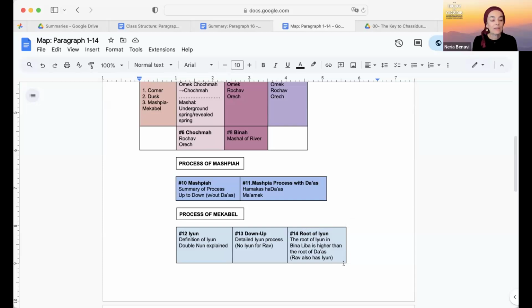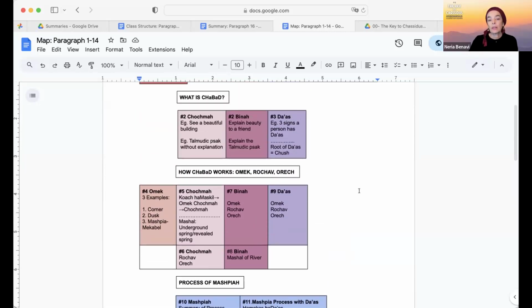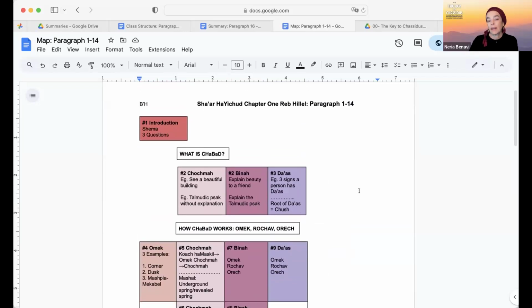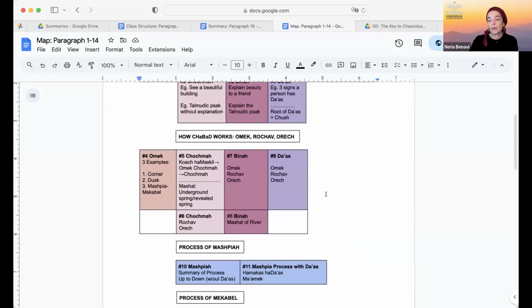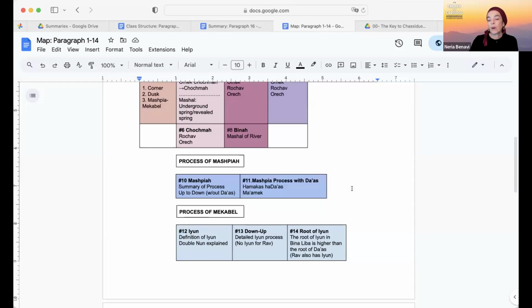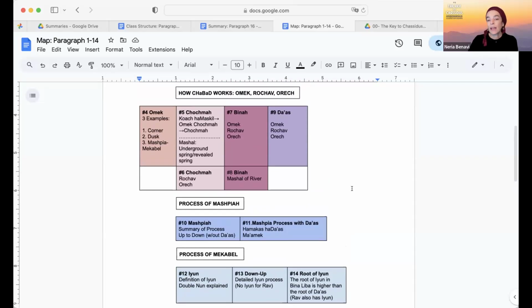And now in the next 5 or so paragraphs, he's going to explain to us, where is this Bina Liba? Okay, so I really recommend that you take a look at this map in some detail. It's color-coded, so you can see exactly where he's going. And we've posted it on the WhatsApp group, and it's also on the Google Drive. Take a look at it. It gives you this kind of helicopter view of where we landed up until chapter 14.